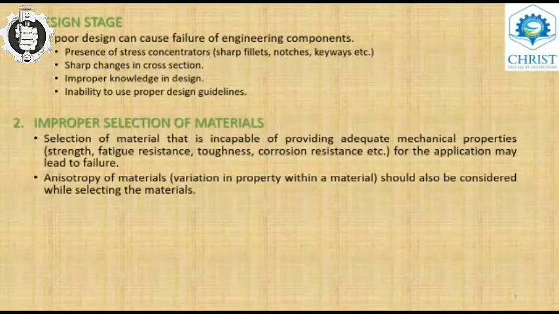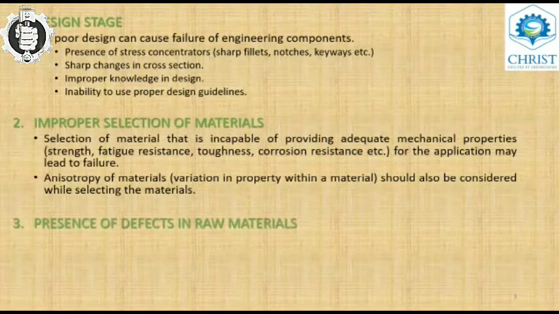Also, the anisotropy of the material should be considered while selecting the material. As you know, isotropy means that at any direction at one point of a material the properties must be the same. So at one point, in different directions, the property must be the same. Anisotropy is the opposite of isotropy. So that may affect the total strength of the structure. Okay, so next is the presence of defects in raw materials.